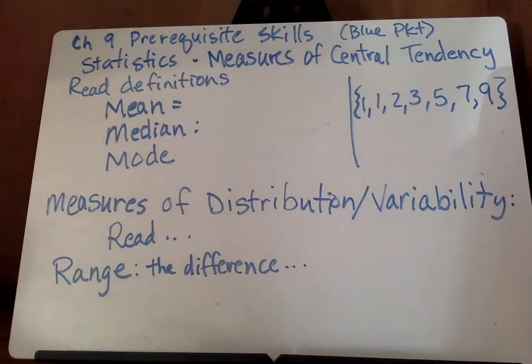Hello students, today we will be going over Chapter 9 Prerequisite Skills. This is basically statistics. It's page 158 in your blue packet. It's the first couple of pages in.